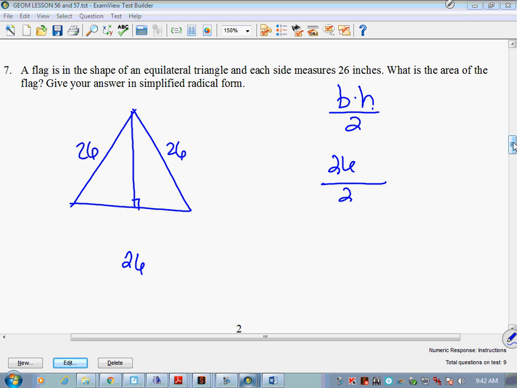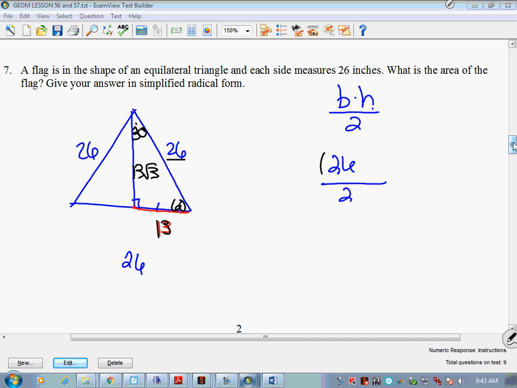What's that line going to do to the base? It's going to bisect it. So I know that this length right here is going to be 13. Do I know my angles? What is this angle right here? 60. What is this angle up here? 30, because it bisected it. So if I know that this is 13, and this is 26, what is my height? 13 radical 3. Awesome.